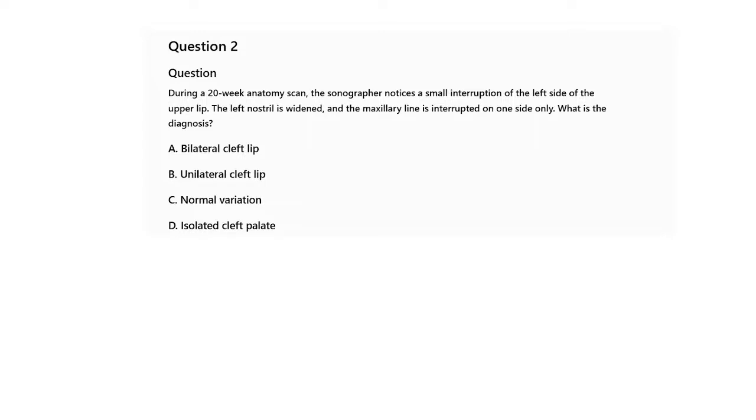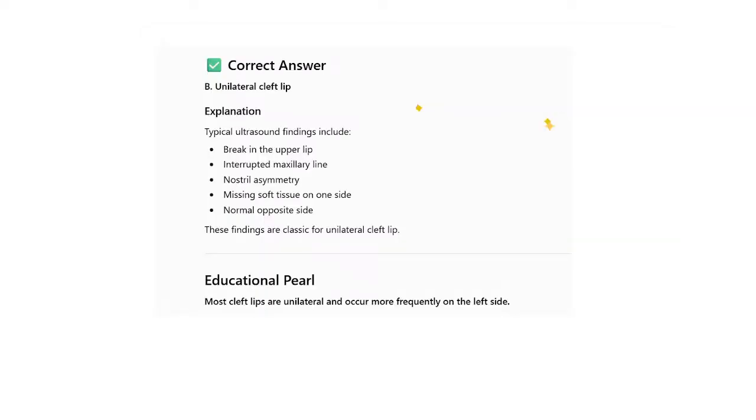During a 20-week anatomy scan, the sonographer noticed a small interruption of the left side of the upper lip. The left nostril is widened and the maxillary line is interrupted on one side only. What is the diagnosis? A. Bilateral cleft lip. B. Unilateral cleft lip. C. Normal variation. D. Isolated cleft palate. So the correct answer is B, which is the unilateral cleft lip.